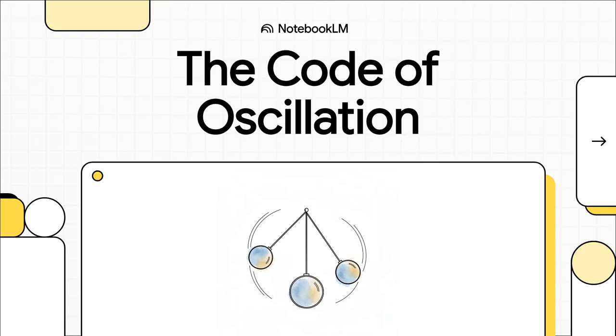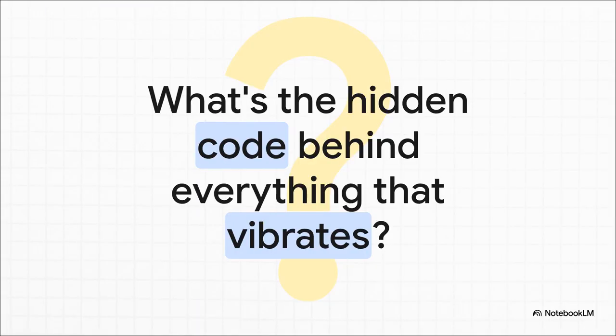Welcome to The Explainer. Today, we are going to get into the physics of everything that wiggles, vibrates, and swings. We're going to crack the code, the elegant physics behind what we call oscillation. From the gentle swing of a pendulum clock to the vibrating string on a guitar, there's a fundamental mathematical language that describes all of this motion.